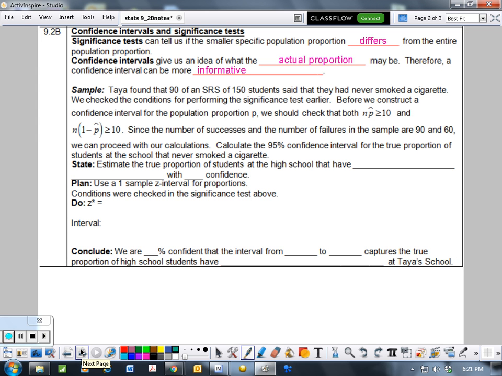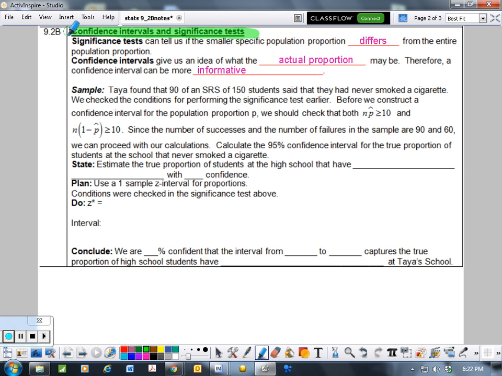Okay, confidence intervals and significance tests. This is a connection between last chapter and this chapter. There is an actual connection between confidence intervals and significance tests. Significance tests can tell us if the smaller specific population proportion differs from an entire population proportion, whereas confidence intervals give us an idea of what the actual proportion may be. So it gives us more data, because it gives us a range of where the data may be. Therefore, a confidence interval can be more informative.